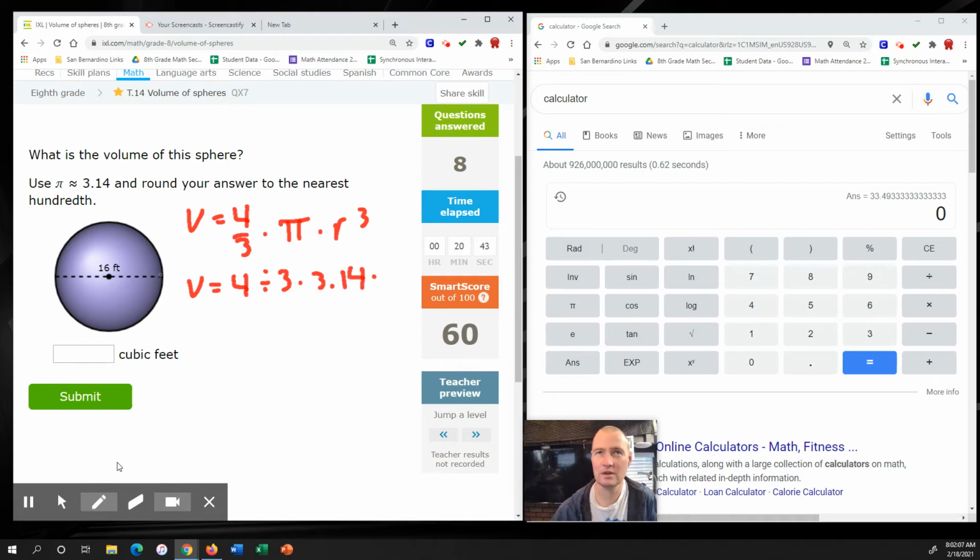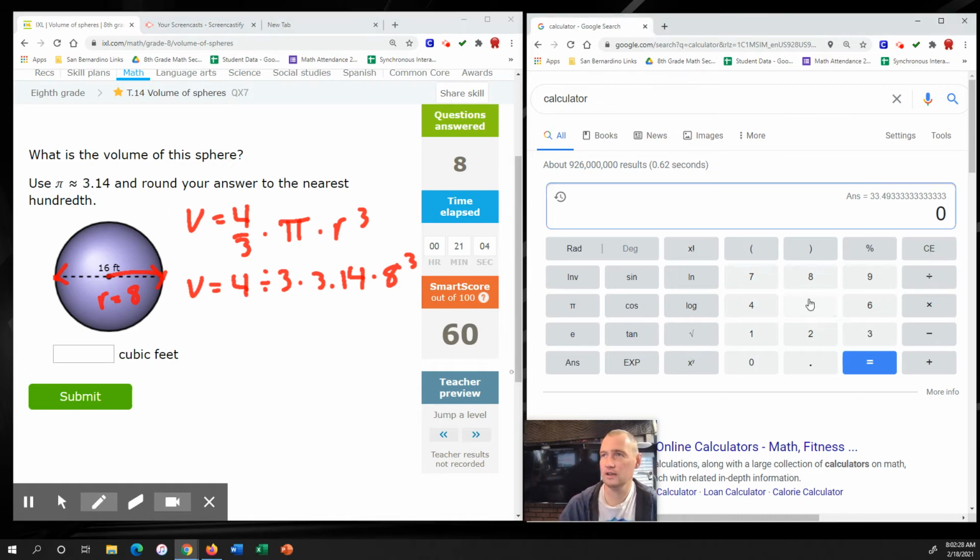times, we have a diameter. Good try, IXL. I only want the radius, so I want half of 16. So therefore, my radius is going to be 8. 16 divided by 2 gives me the radius, which is 8. So I'm going to use 8 to the third power.